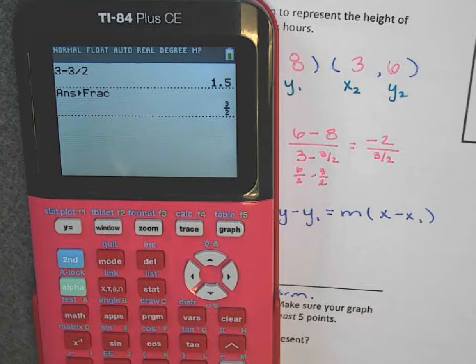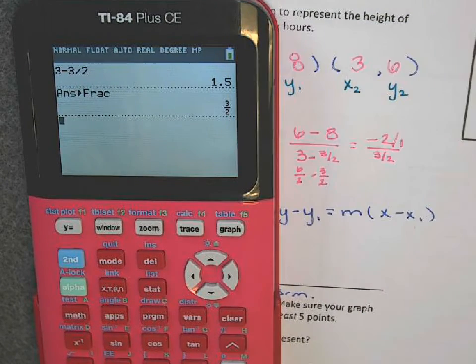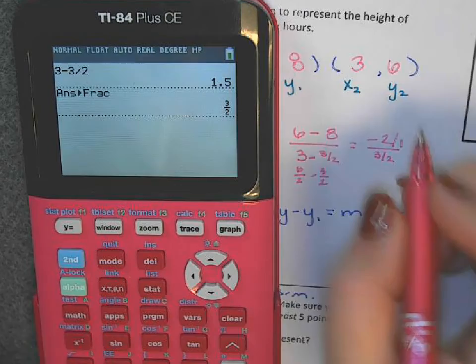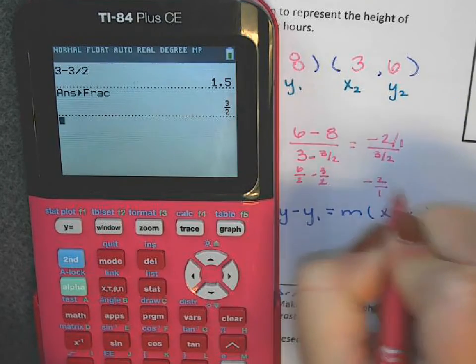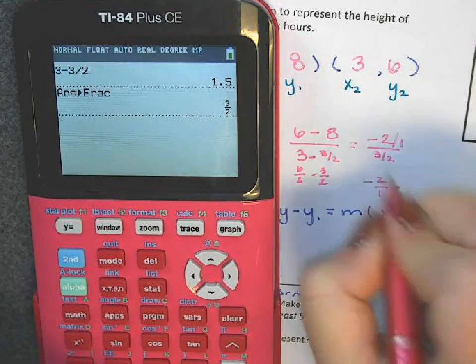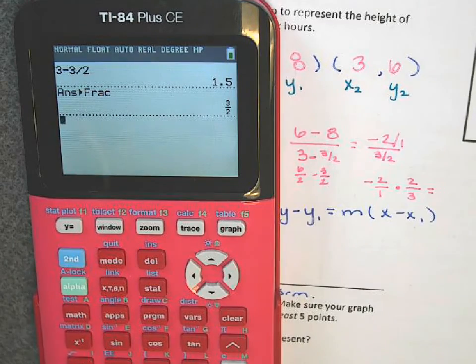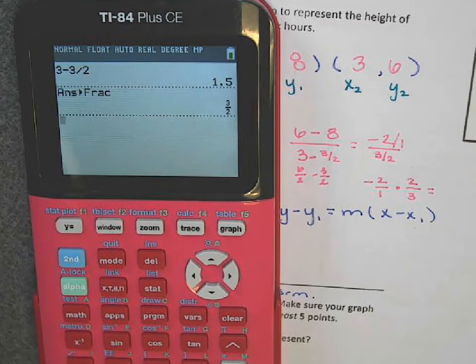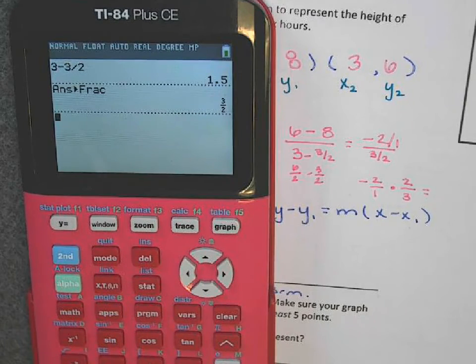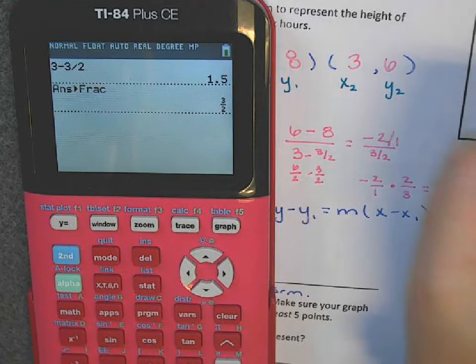Okay? Now, when you divide by a fraction, this is negative 2 over 1 divided by 3 halves. How do we do a fraction divided by a fraction? Keep, change, flip. So negative 2 over 1, instead of divided by, we're going to multiply by. Instead of 3 over 2, we're going to write it 2 over 3. What do I get when I multiply that? Negative 4 over 3.